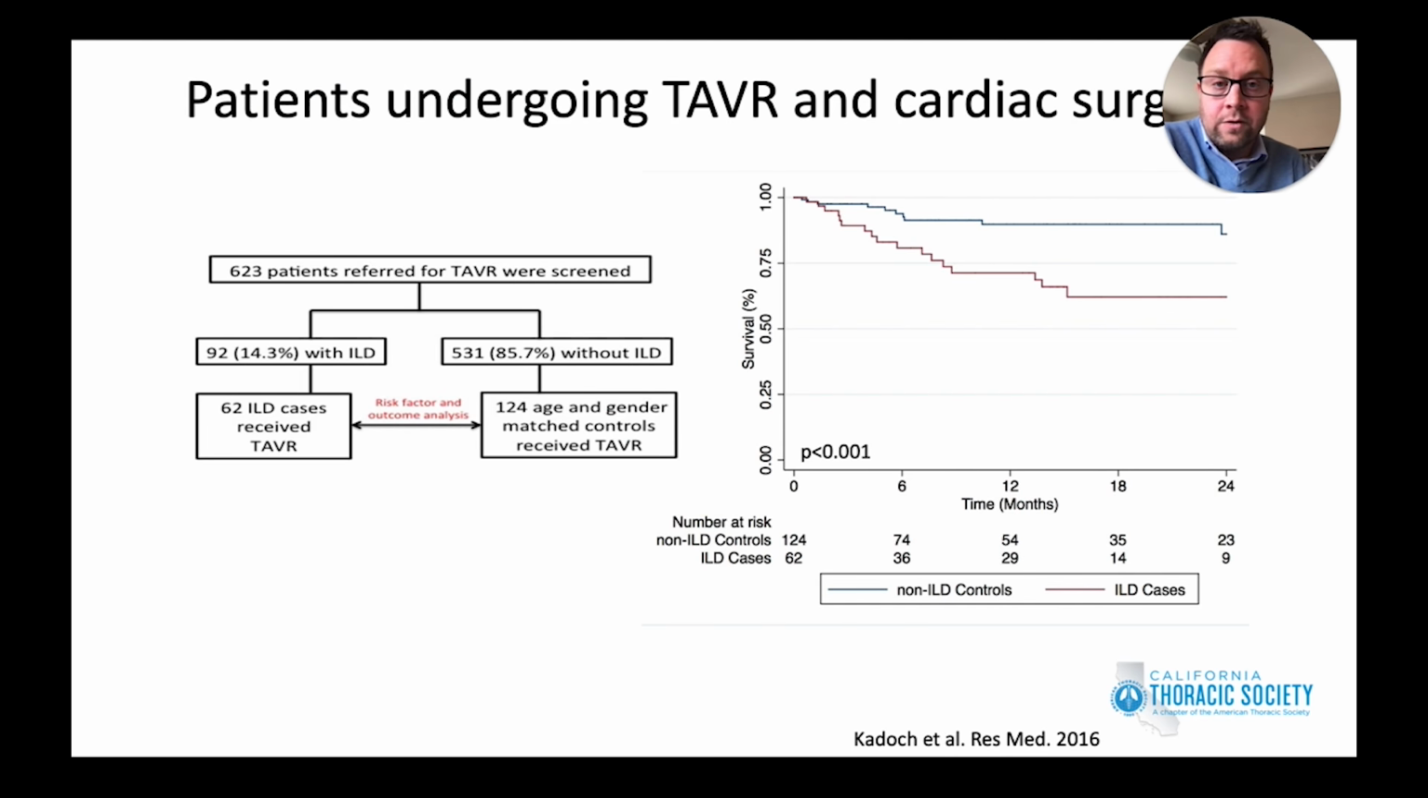Another group are those undergoing cardiac surgery. This tends to be an older population. We looked at 600 plus patients who were referred to our hospital for cardiac surgery, namely TAVR, and we found that about 14% of those patients actually had ILAs or evidence of ILD. And as you can see in the Kaplan-Meier curve here on the right, those patients tended to do worse. And so identifying them up front, interfacing with your cardiology colleagues to ensure that these patients are properly risk stratified is important.